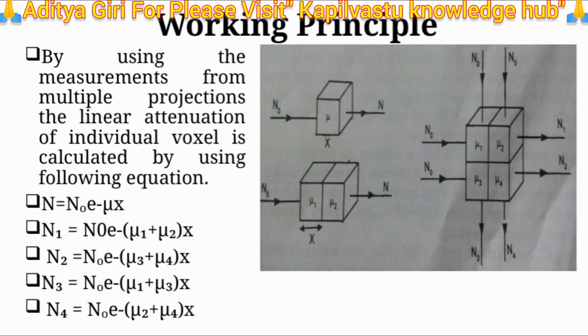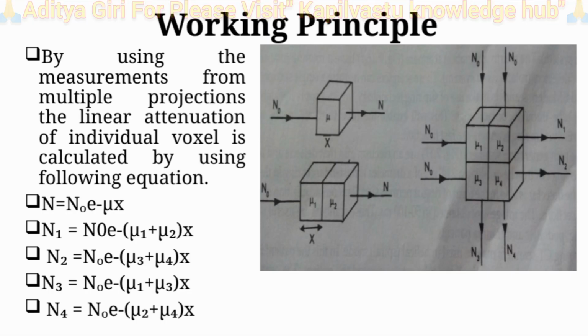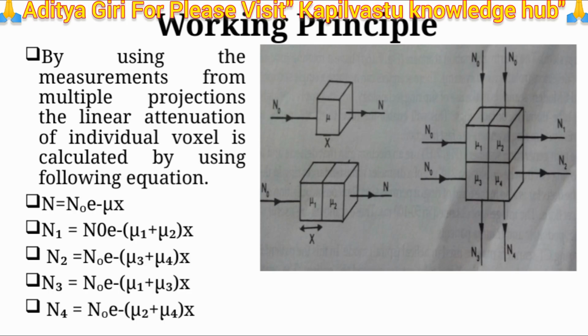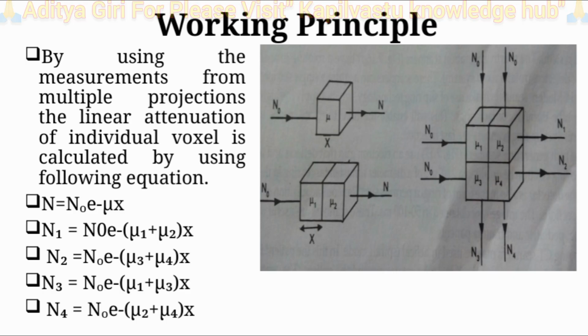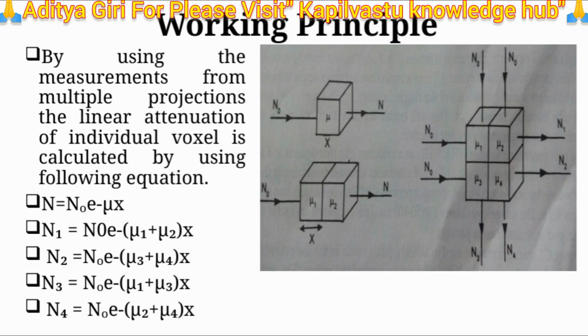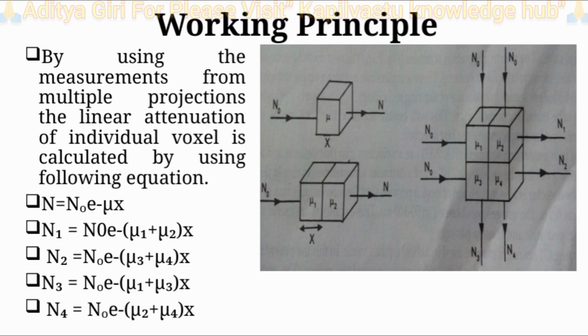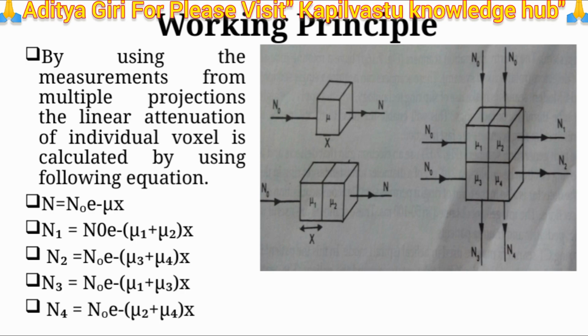Now, let's look at how we calculate the linear attenuation of each individual voxel using measurements from multiple projections. Essentially, we start with this fundamental equation: n equals n0 times e to the minus micro x. This tells us that the detected signal n depends on the initial signal n0, the attenuation coefficient micro, and the path length x. When we have different projections, we get various equations like n1 equals n0 times e to the minus the sum of micro 1 and micro 2 times x.